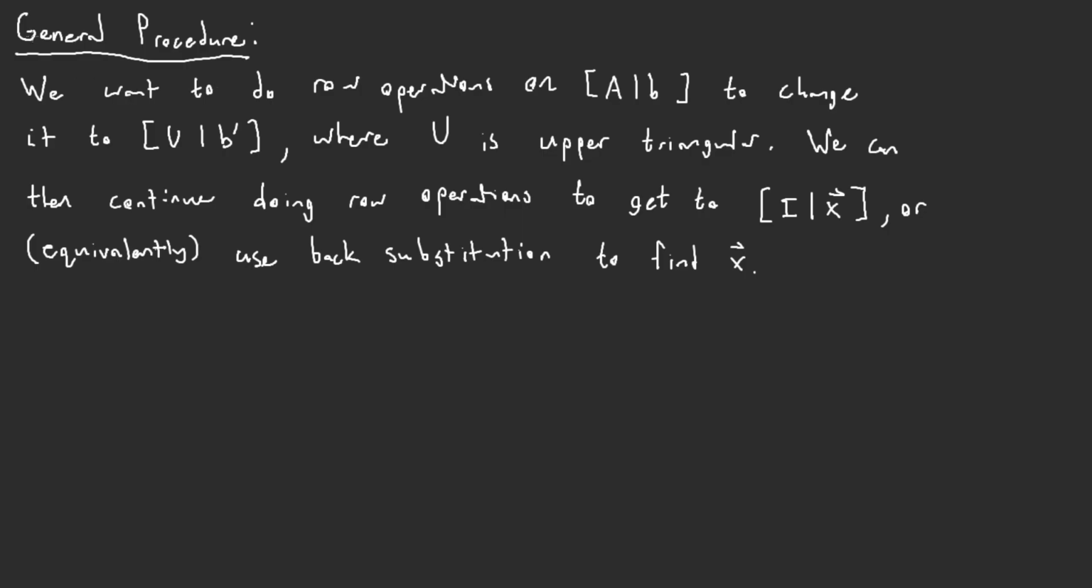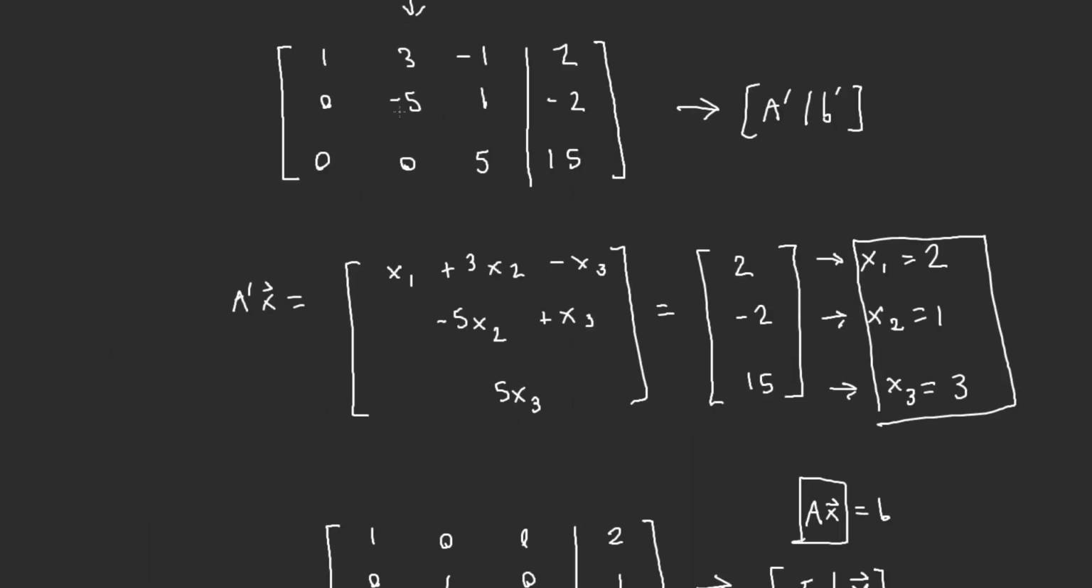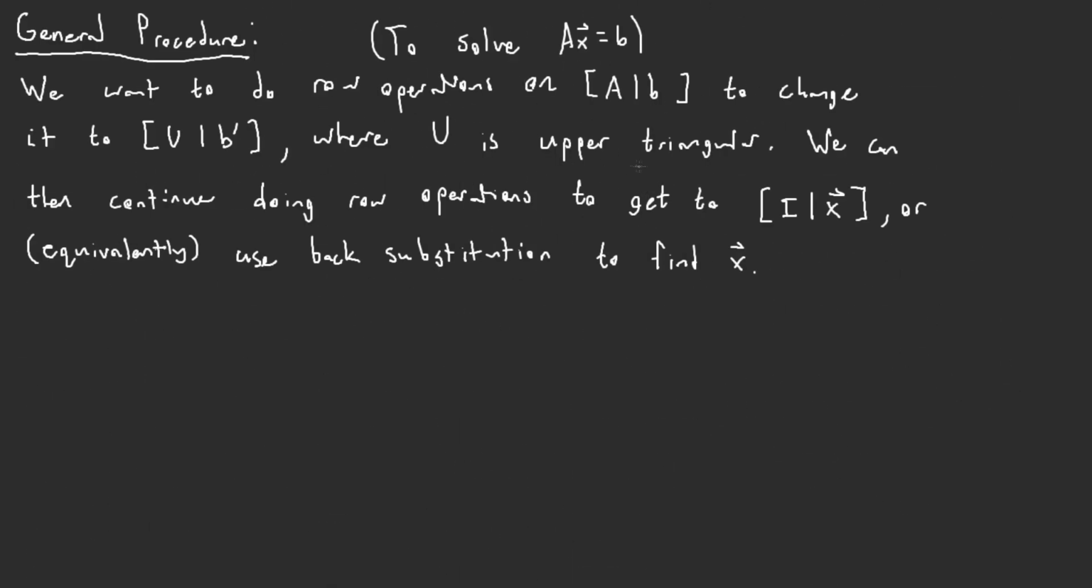But in general, the idea is just to do row operations on the augmented matrix of A and B. This is to solve the system of equations Ax equals b. In order to solve that, we want to do row operations on the augmented matrix A and B in order to change it to U and B prime, where U is going to be some upper triangular matrix. And that's like this one right here. After we have that, we have two options. We can continue doing row operations to reduce that upper triangular matrix to the identity matrix.